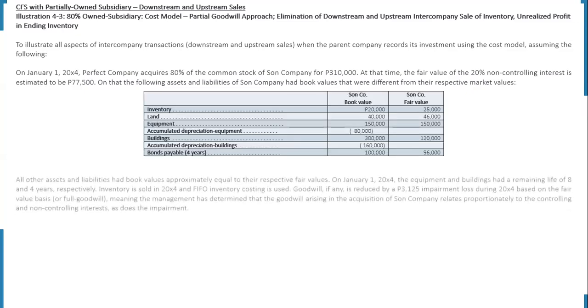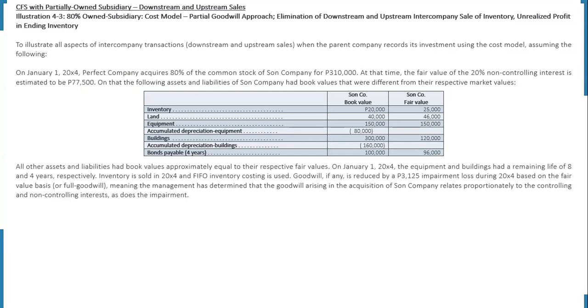So we now have the amount of investment of 310,000, debit to inventory, debit to land, debit to equipment. These are now your accounts. Land is 40 and inventory 20, book values.